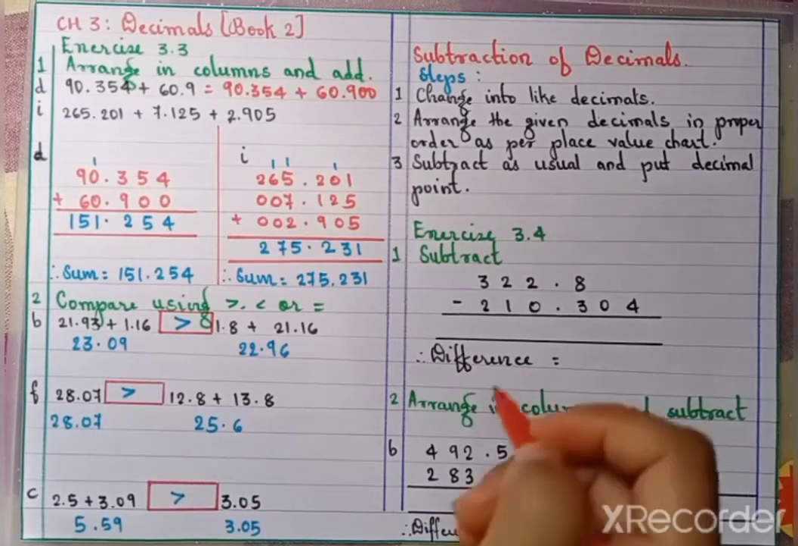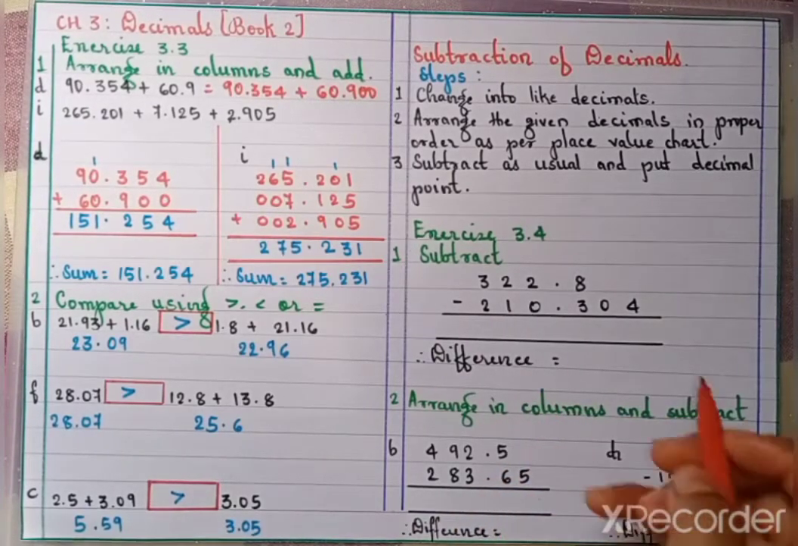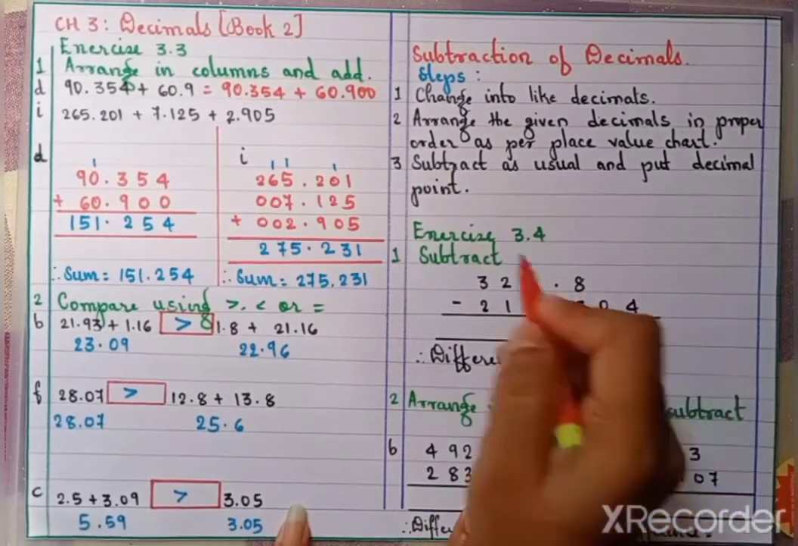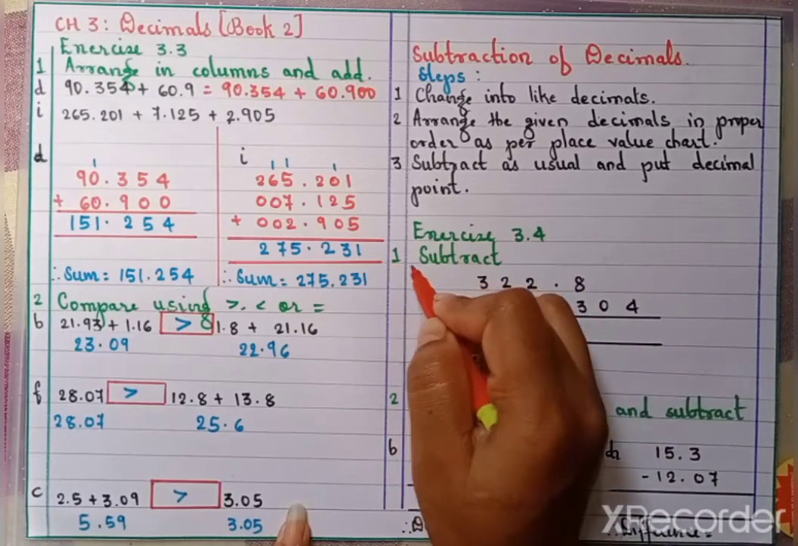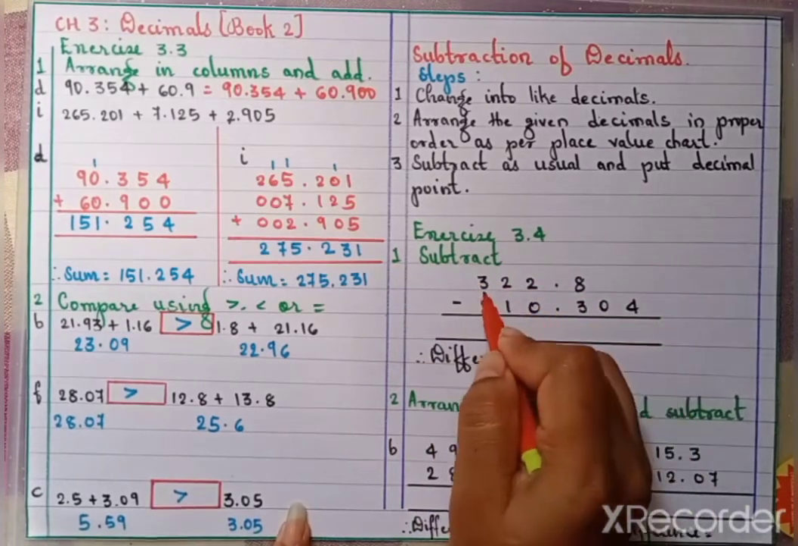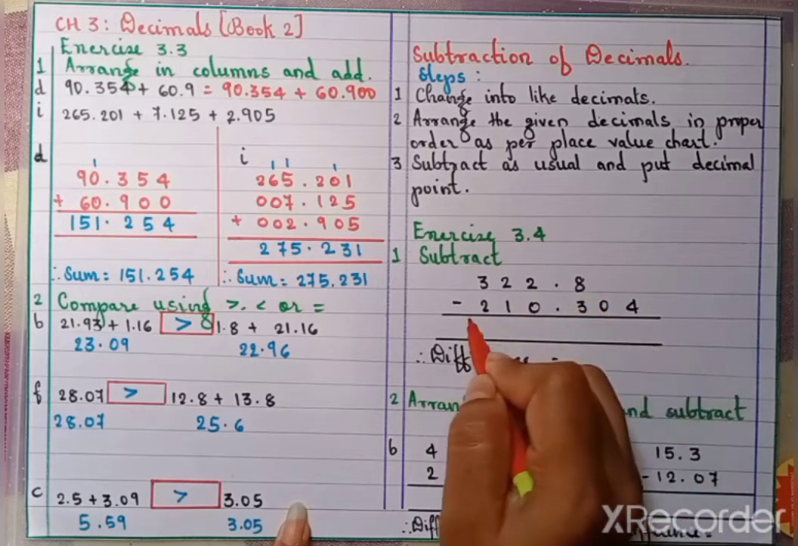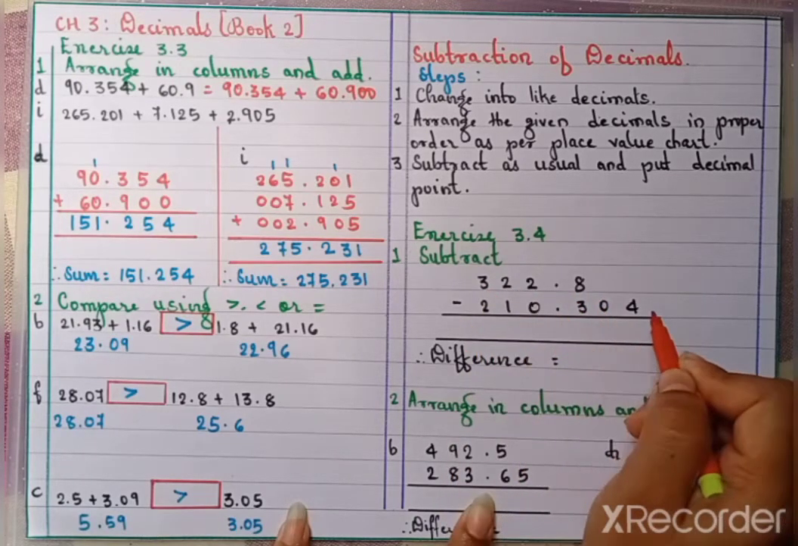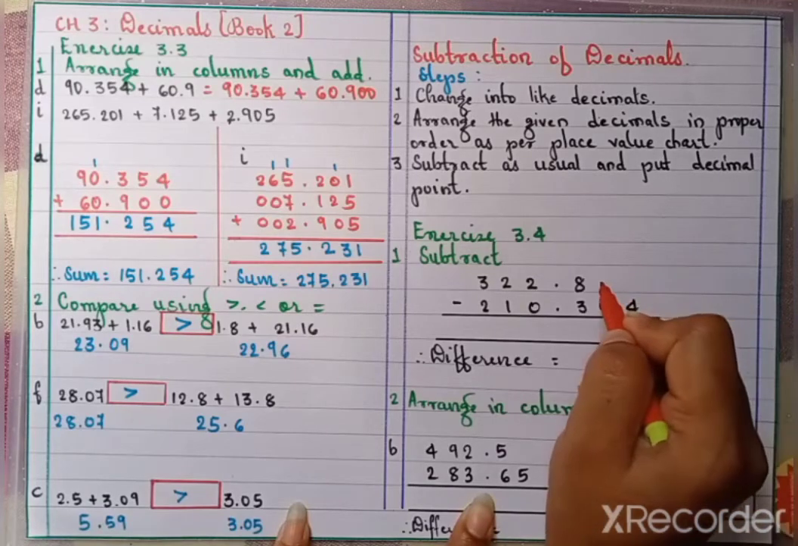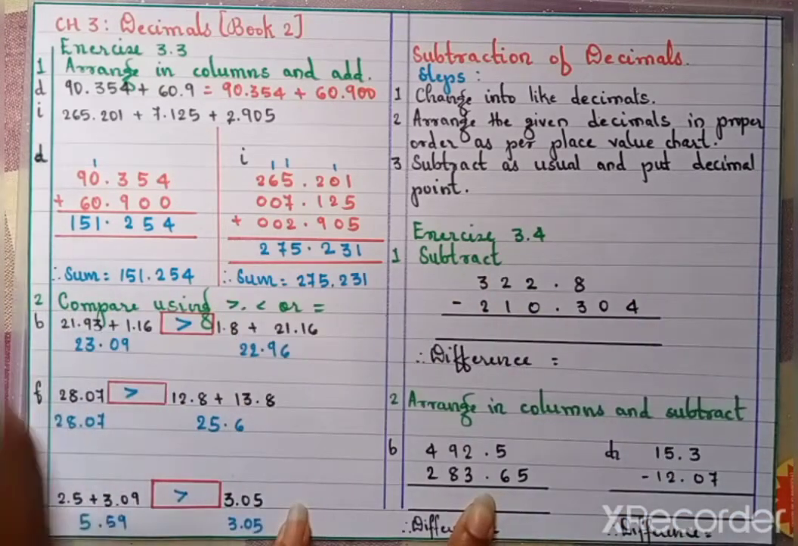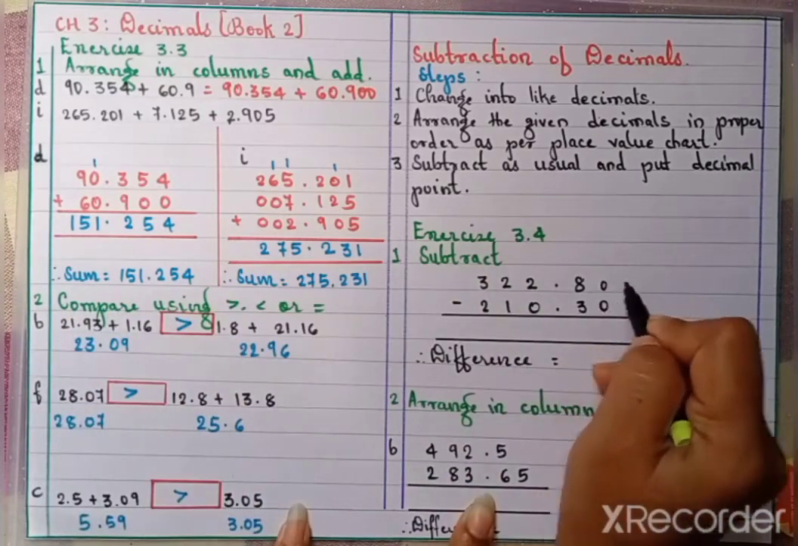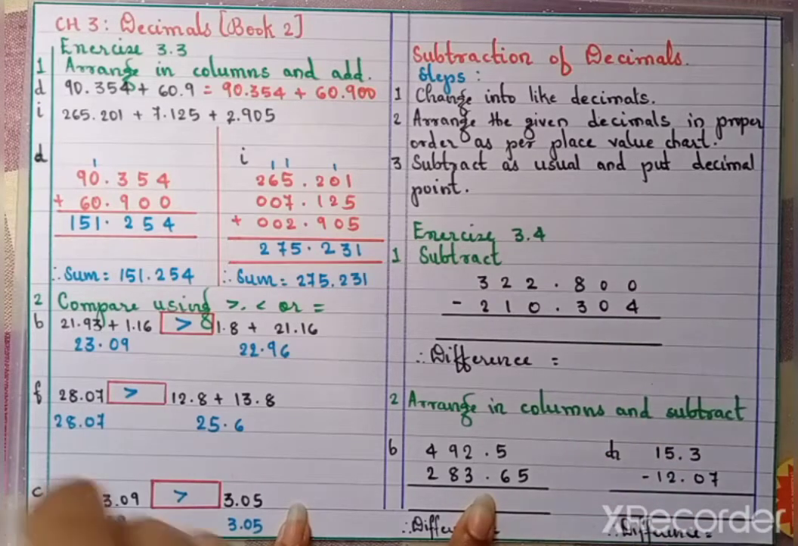Okay, so let's do here. We have to do the column subtraction. Exercise 3.4, first question, subtract. So just see the decimals given, 322.8 minus 210.304. So let's make them like first. Adding 0 at the right side won't alter its value, isn't it? So I have made it like now.